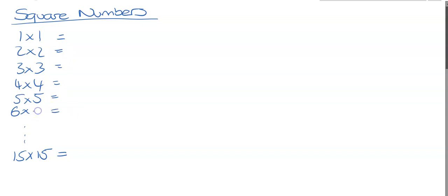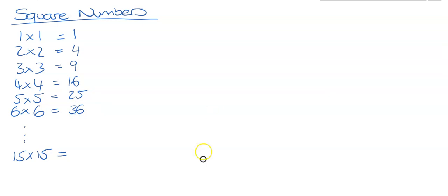And I'm going to clear that up. So 1 times 1, I hope nobody said 2. One lot of 1 is 1. 2 2's are 4. 3 3's are 9. I'm sure some of you just said 6 there. It's 9. Then 16, 25, 36. And then 15 times 15. You probably haven't memorized that, so we need to work it out.